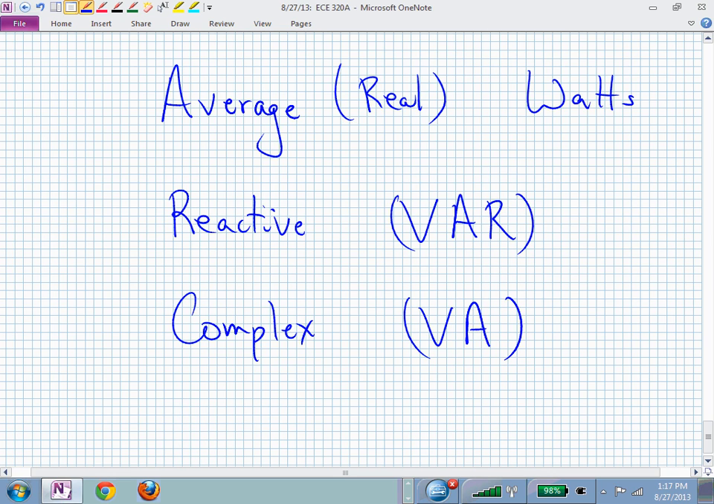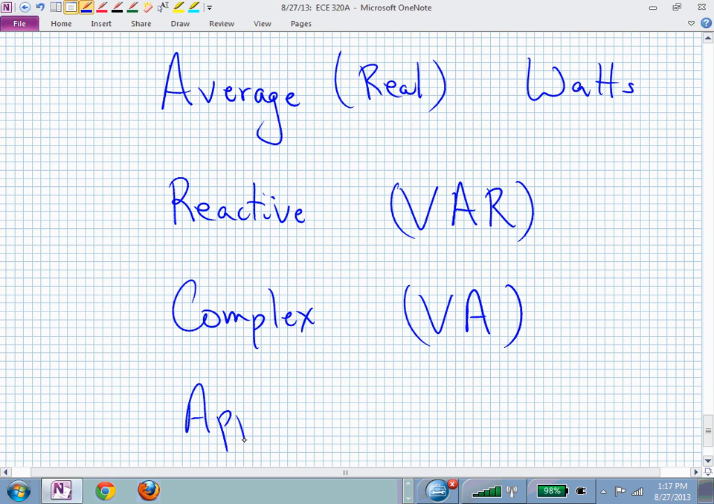Now, if we have a complex number, you can write that in many different ways. And in this class, mainly two ways. We have rectangular form and polar form. In the polar form, we get a magnitude, and if we find the magnitude of our complex power, that's the apparent power, and that's what the power company keeps track of.